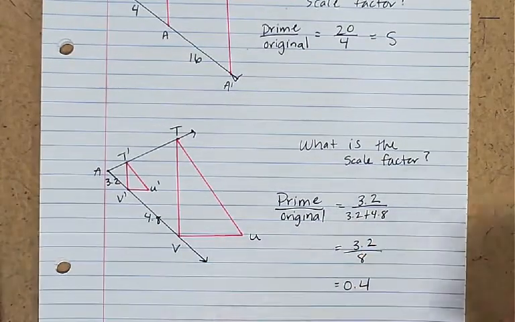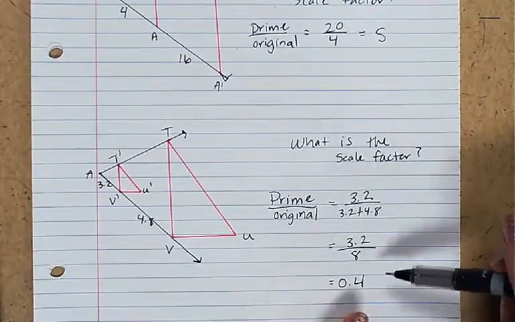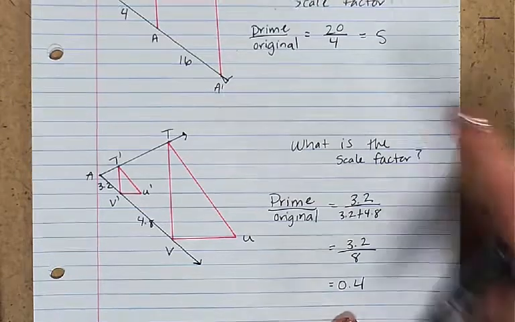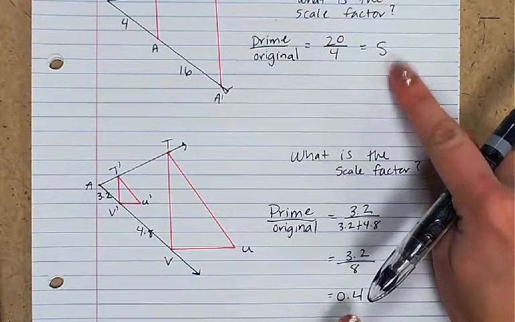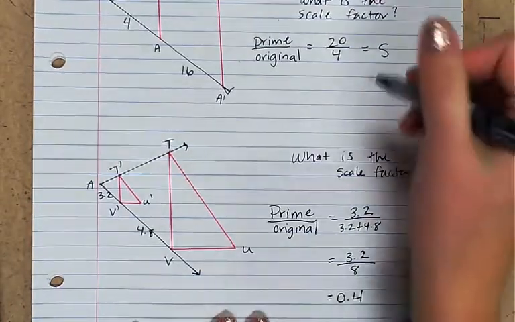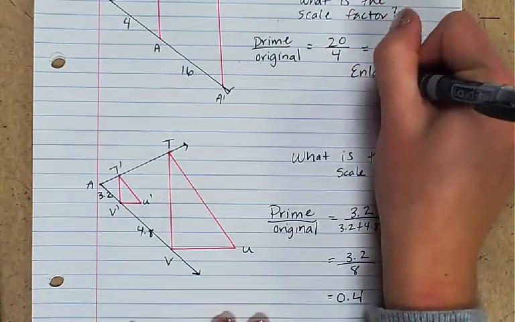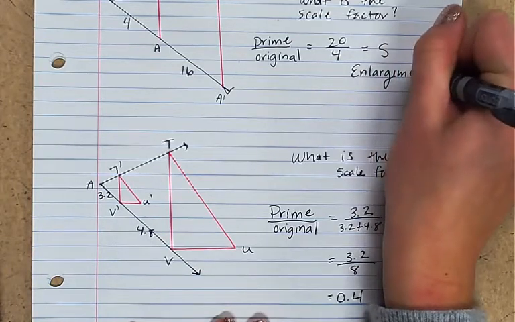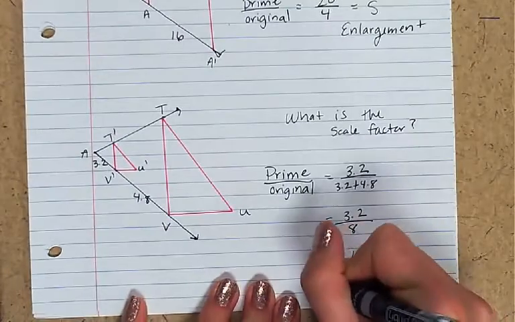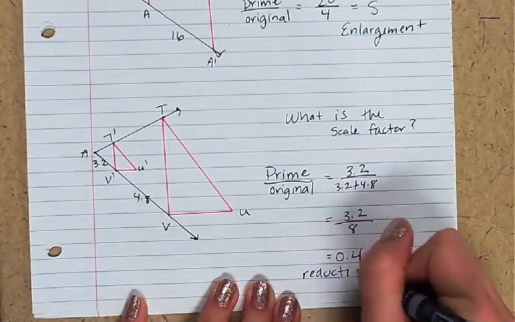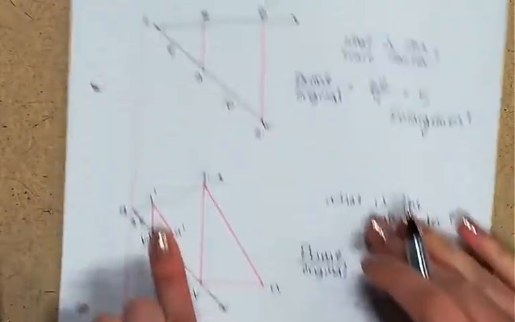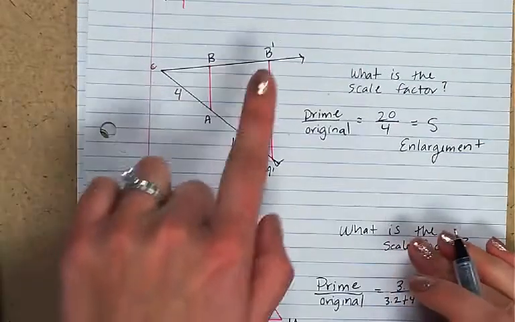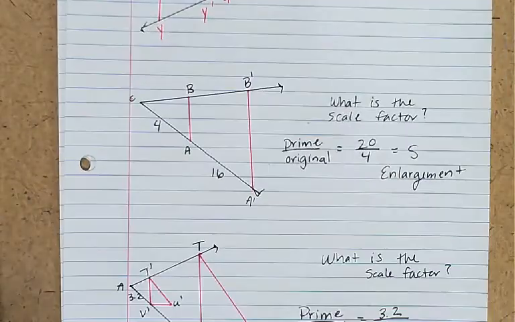So this is an example. Let's look at the two values. This scale factor is 0.4. This scale factor was 5. See if you can decide which is an enlargement and which is a reduction. Bigger than 1? Between 0 and 1? And you can tell, this shape is the original, it got smaller. This segment was the original, it got bigger. So let's look at the one from the other page.